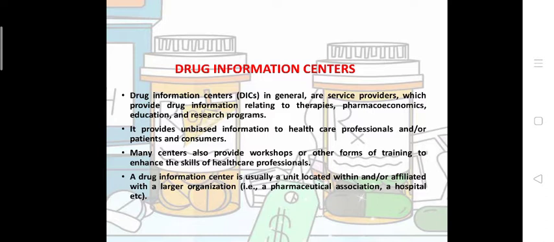So it is generally a center which is located within or affiliated with a large organization or pharmaceutical association or hospital or a university, which acts as a drug information center and provides information to the healthcare professional. So in Gujarat, as I told, we have Kadi Sarva Vishwavidyalaya, Gandhinagar, K.B. Institute of Pharmacy, and we have Parul University which are acting as drug information centers. These are the most prominent 2-3 names. Many more can be there, but these are there in Gujarat. Okay.